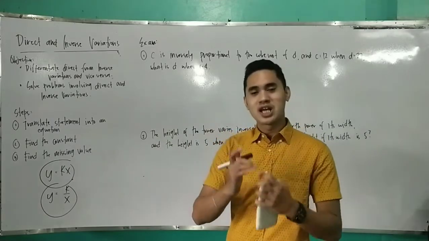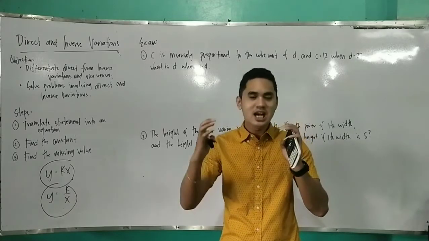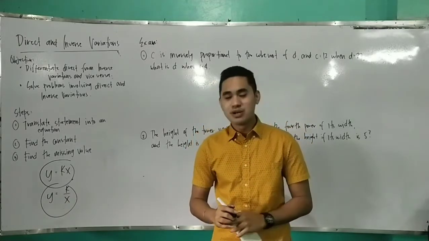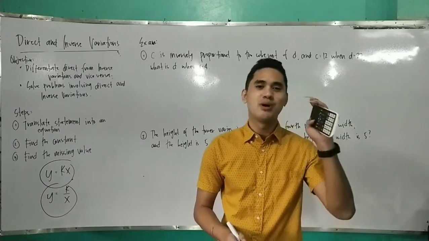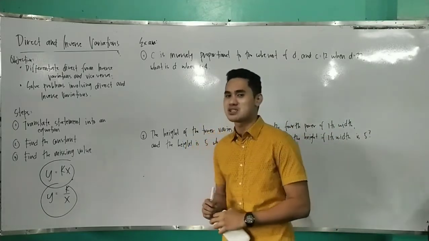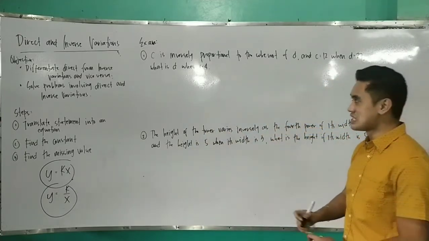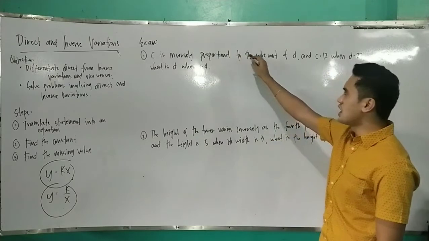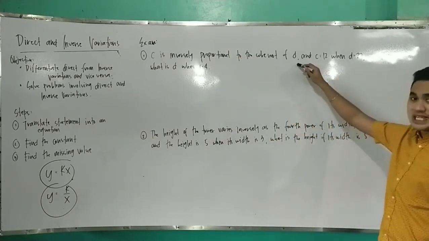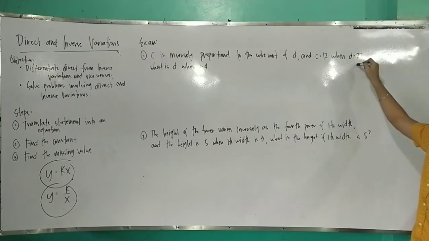Ayan. So, gusto ko lang i-remind sa inyo, kung sa direct, ang isang variable ay tataas, kailangan din tumaas ng isa. Sa inverse naman, kabaliktaran. Pag tumaas yung isa, bababa naman yung isa. Ayan. So, ganito yung case dito. Okay. So, dito, sa first example natin, meron tayong C is inversely proportional to the cube root of D and C is equal to 12 when D is equal to 27.